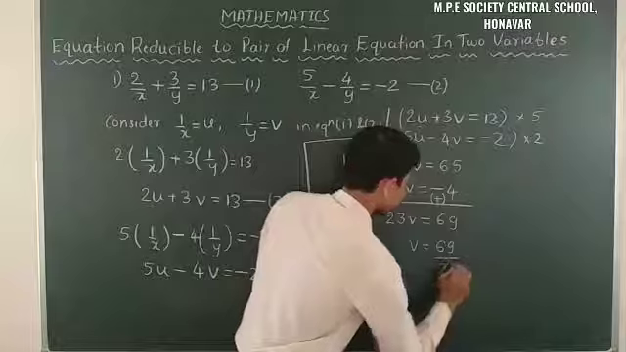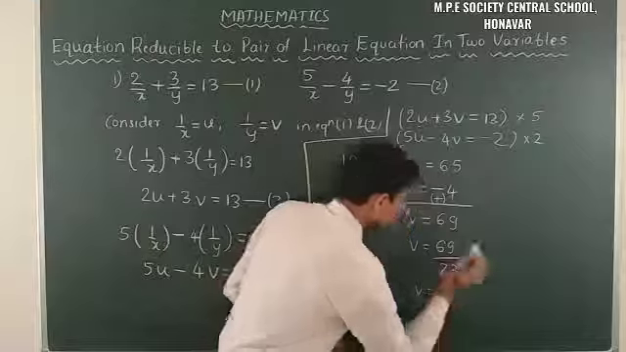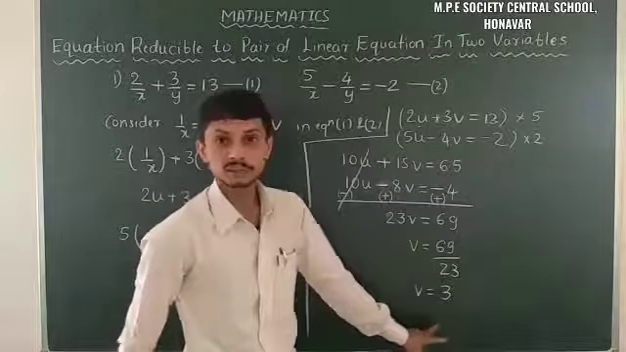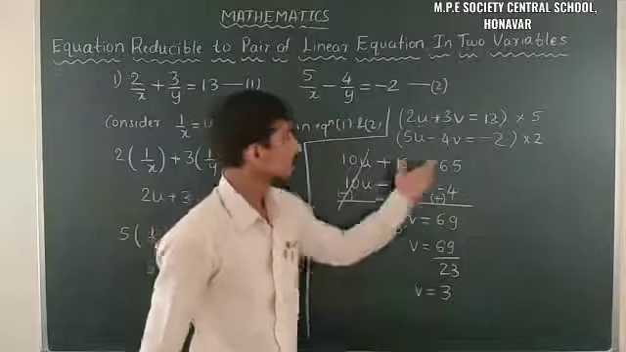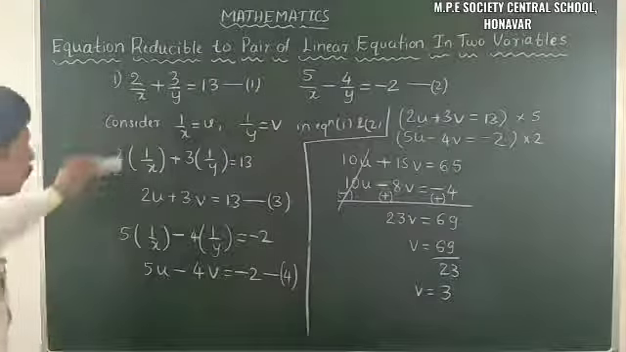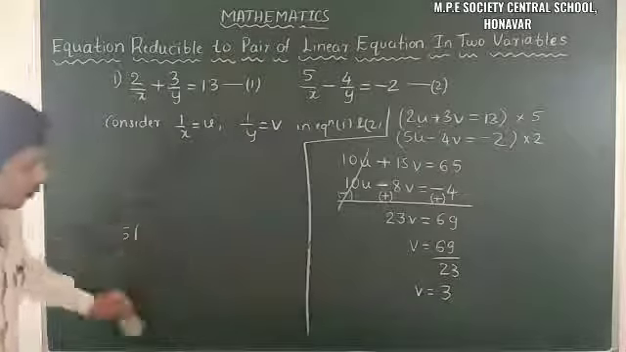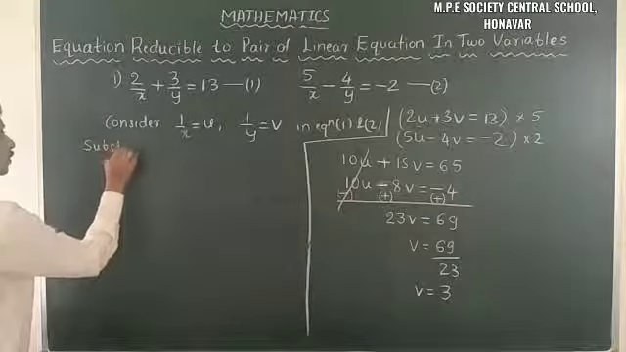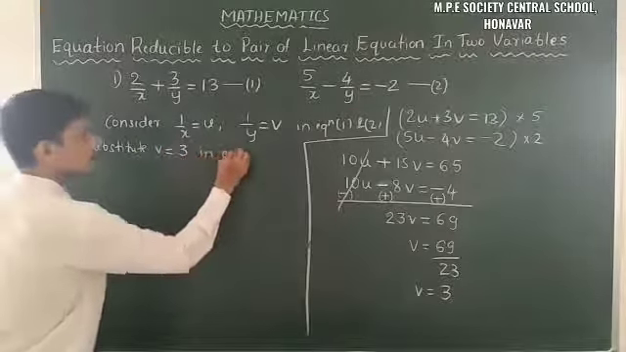69 divided by 23. So what is the answer? v is equal to 3. We got the value of v is equal to 3 here. Then we have to substitute the value of v in either equation 3 or 4.